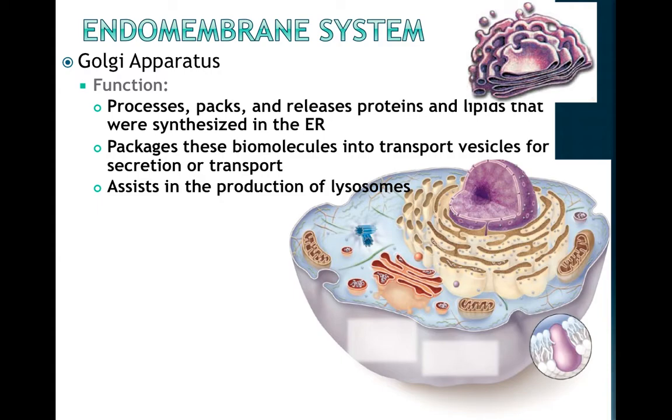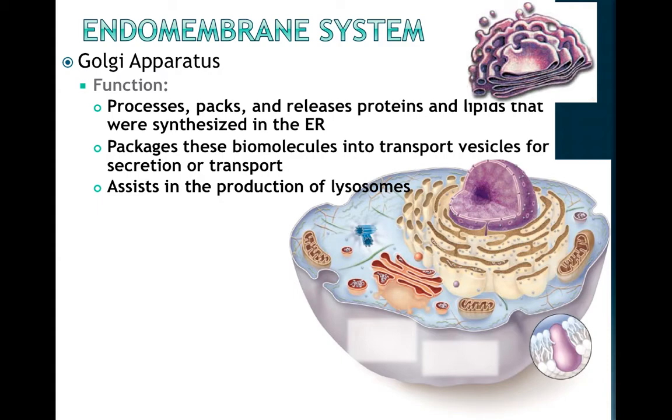It's the UPS, or the post office of the cell. It's going to process, package, and release proteins and lipids that were synthesized in the ER. And it's going to package these biomolecules, these proteins and lipids, into transport vesicles. So say this is a protein that has been made in the rough ER. It's going to move its way through the Golgi, and eventually it's going to be packaged into a little vesicle. A vesicle is just a little piece of membrane that's going to surround it and keep that protein safe until it gets where it needs to go.